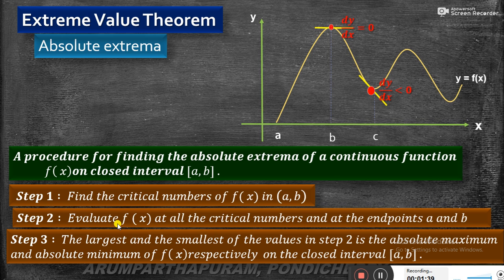That means step 1, find the critical numbers. Step 2, evaluate f at the critical numbers and the end points a and b. Step 3, the largest and the smallest of the values in step 2 are the absolute maximum and absolute minimum. The largest value we call the absolute maximum. The smallest value we call the absolute minimum of f of x on the closed interval a comma b. This is the procedure for finding the absolute extrema.